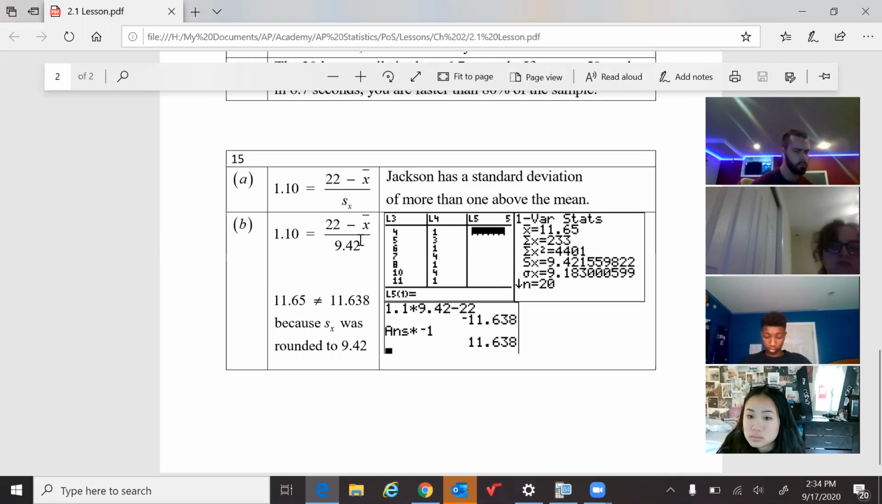It tells me for 15B, the standard deviation is 9.42. Solve for the mean. Well, that's the only unknown. So what do you do? You multiply both sides by 9.42. You add a negative 22 to both sides, and you divide by -1. And you would get negative 11.638.